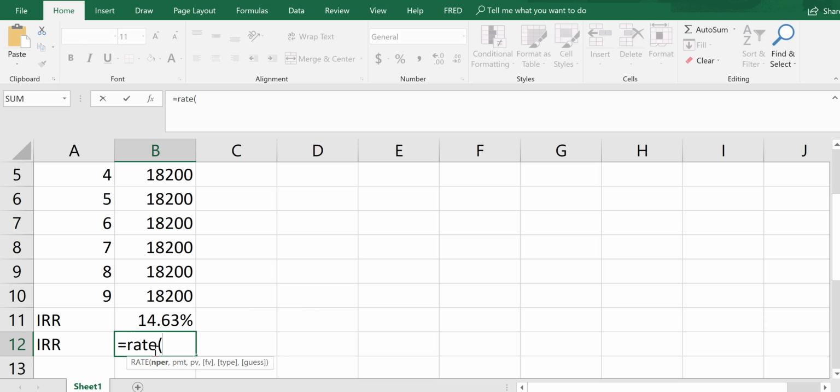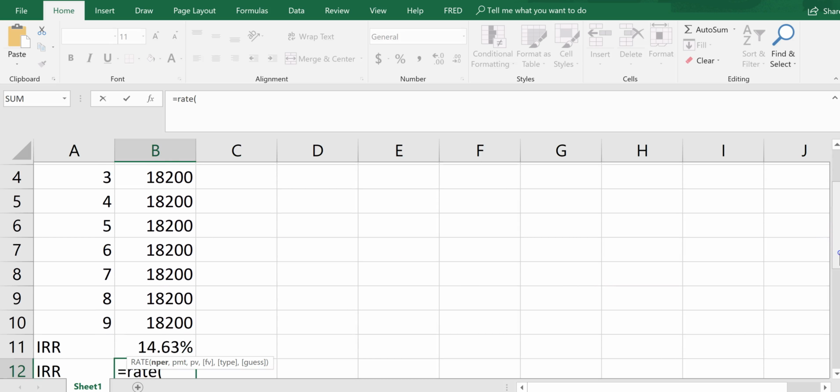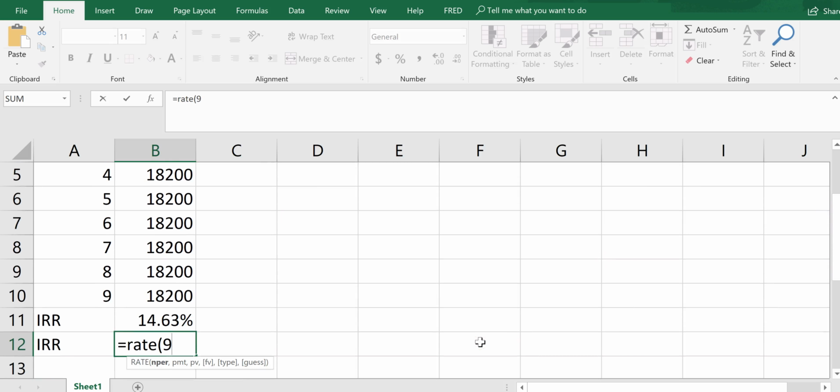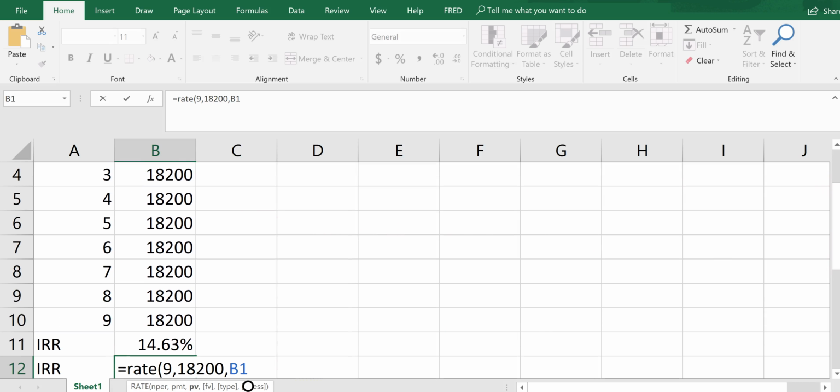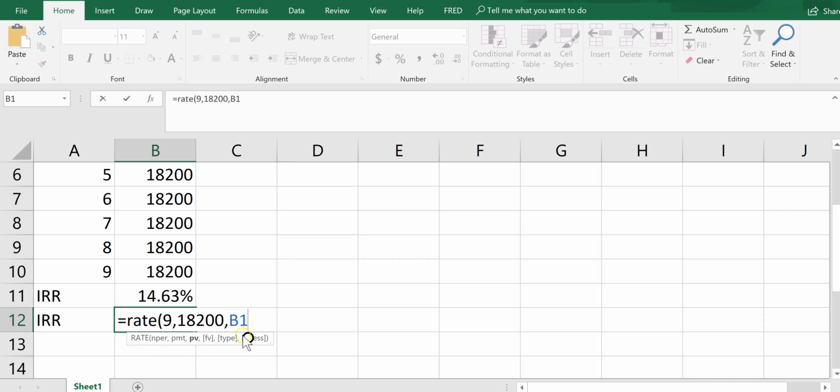We use the RATE function, and then nper, the number of periods, which is the number of annuity payments. Here we have 9. The payment is the annuity payment, so we can use 18,200. The present value here is the current cash flow. And the future value: there's no future value. All other arguments we can just ignore.